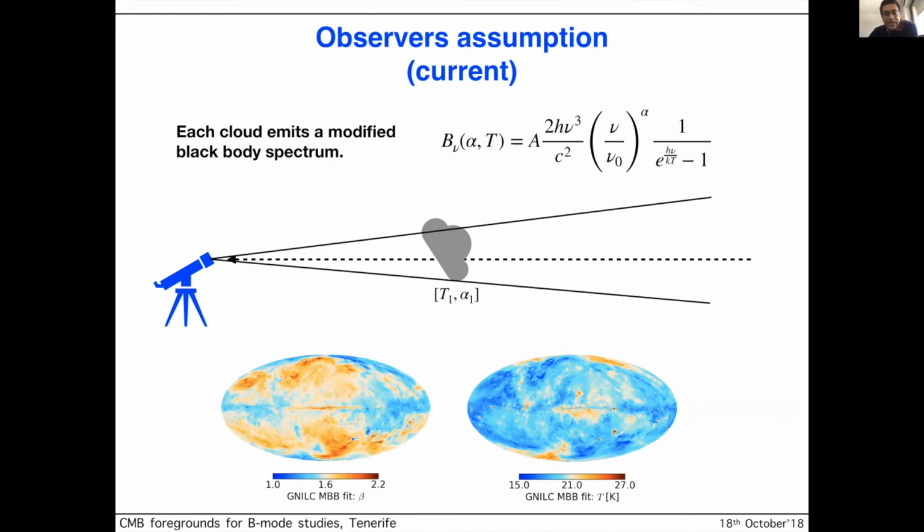Okay, so let's say you have just one cloud along a line of sight and it emits with some characteristic temperature and some spectral slope alpha. Okay, this is what we typically assume, one of the assumptions that is there in the Fisher forecast, and also when, say, the GNL provided these fits for beta and temperature. Now, one of the first things to notice is that, first of all, one cloud assumption along a line of sight may not be reasonable.